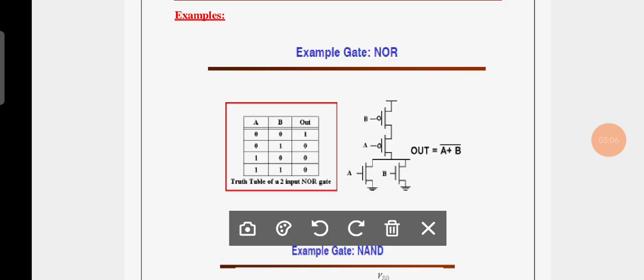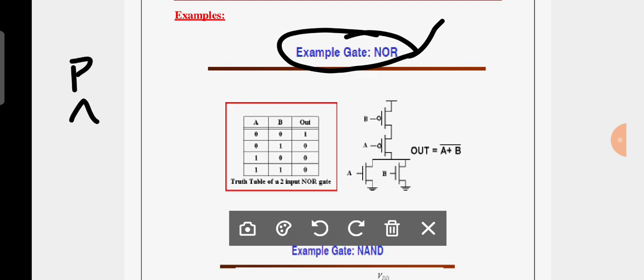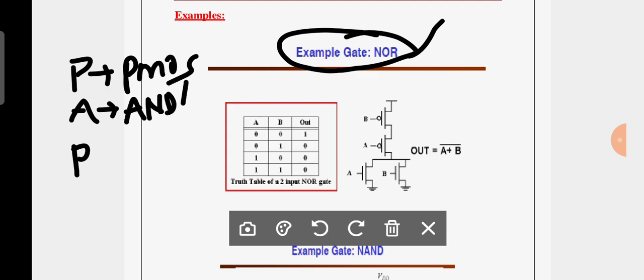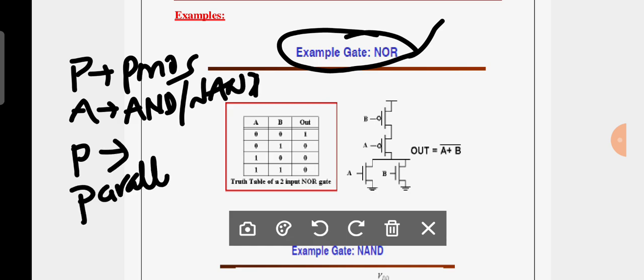Now first of all, you can observe the example I have considered, an OR gate. You know this keyword, have you remembered it? What is this? Absolutely, P stands for PMOS. For an AND logic, how should the PMOS be connected? Absolutely in parallel. Is it clear?